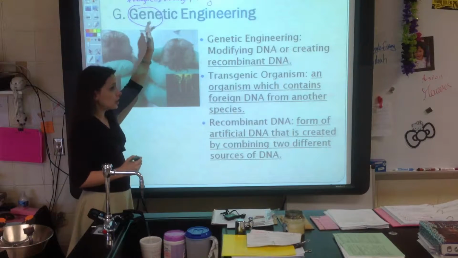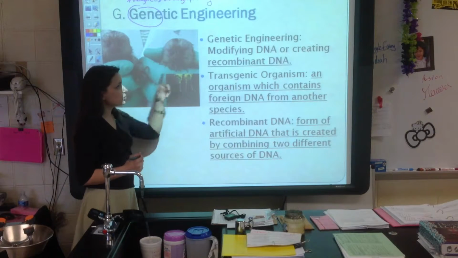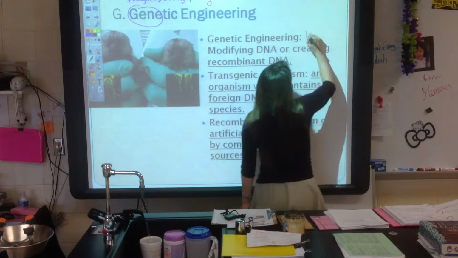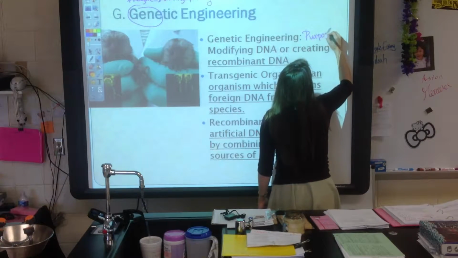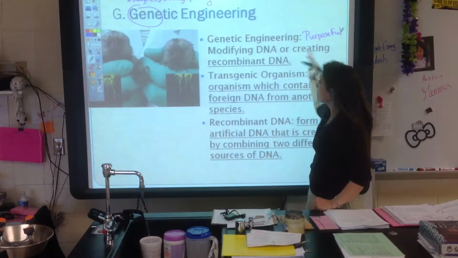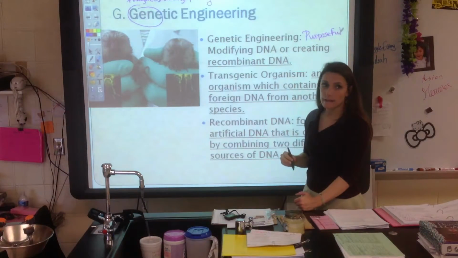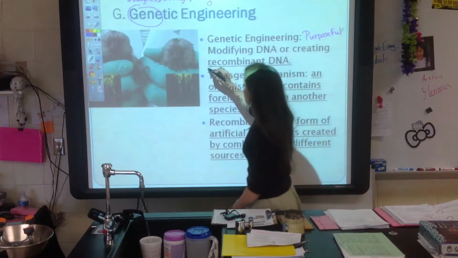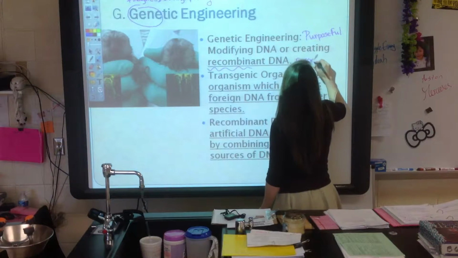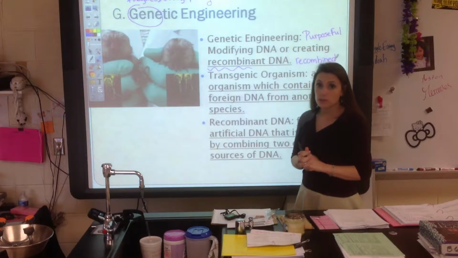Once we found the gene, we can actually add the gene to a new organism. And so genetic engineering, we want to add in the word, it's the purposeful modification. Because remember, your DNA can be changed by mutations, but purposefully modifying DNA is also called creating recombinant DNA. Now this word recombinant sounds like recombined. Recombined, recombinant, meaning the same thing. We're combining two different sources of DNA.